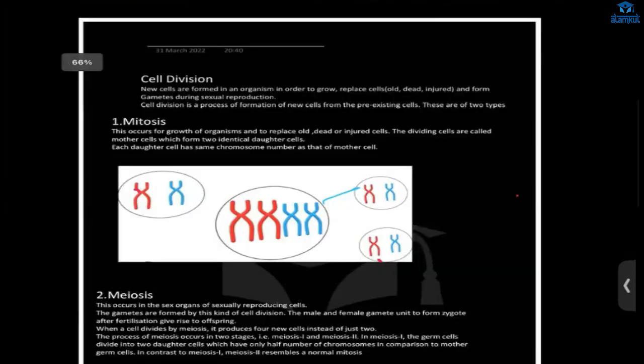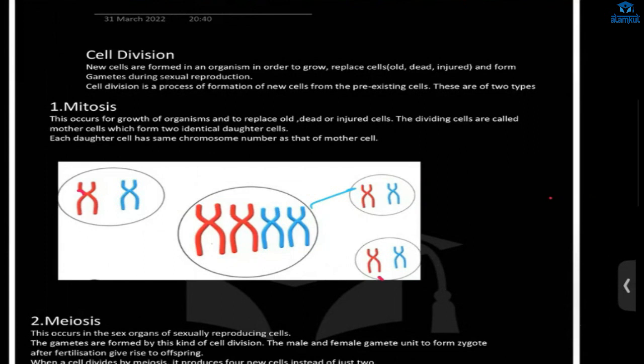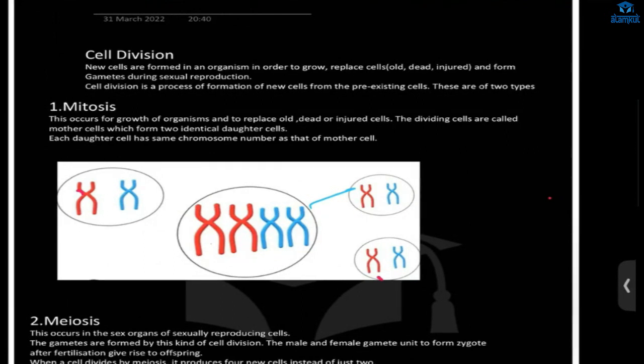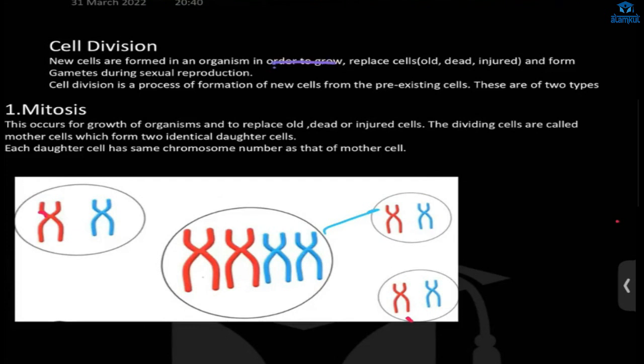Last thing is cell division. Cell division is the formation of new cells. Why do new cells form? If any cell gets damaged, to replace the existing cell we need to form a new cell. Formation of new cells has two purposes: in order to grow and replace cells, like dead or injured ones, and to form gametes during sexual reproduction.